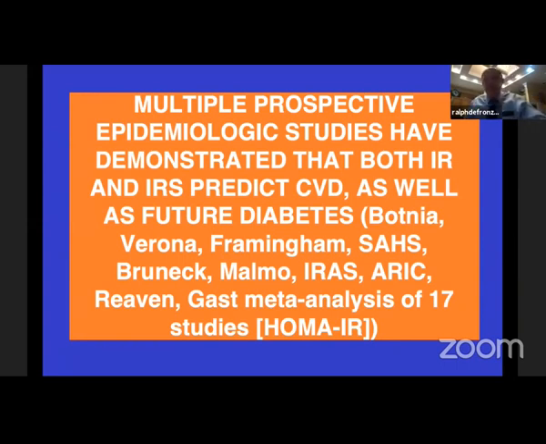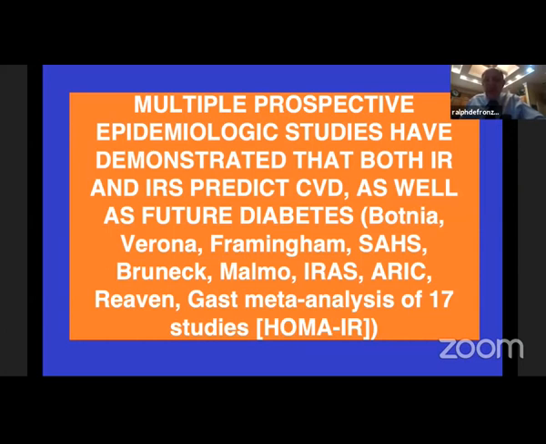Some people did it with HOMA, some did it with the Matsuda index. It really didn't make any difference. And then they followed these people up over long periods of time. And what all of these studies showed was that both insulin resistance independently, as well as the insulin resistance syndrome or the metabolic syndrome, predicted many years later, 5 to 10 years later, the development of cardiovascular disease.